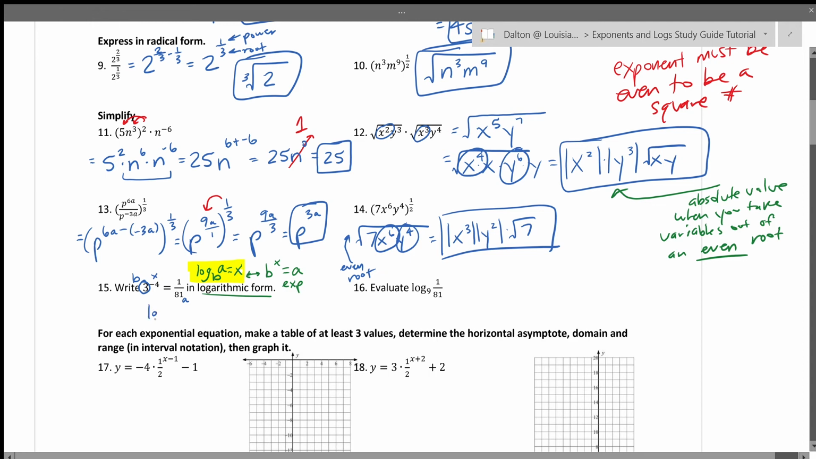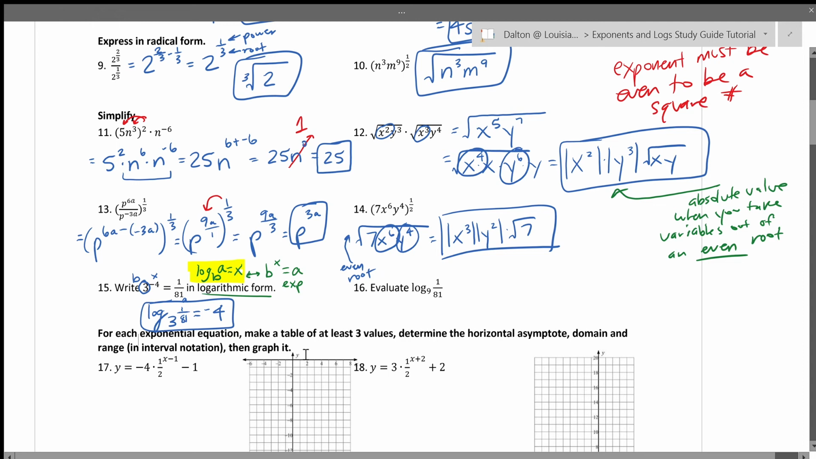So this would be the log base 3 of a, which is 1 over 81, is equal to the exponent x, which is negative 4. So that's logarithmic form. And then, of course, if I give you logarithmic form and I ask you to go backwards, then it would be your base 3 to the negative 4th power equals 1 over 81.